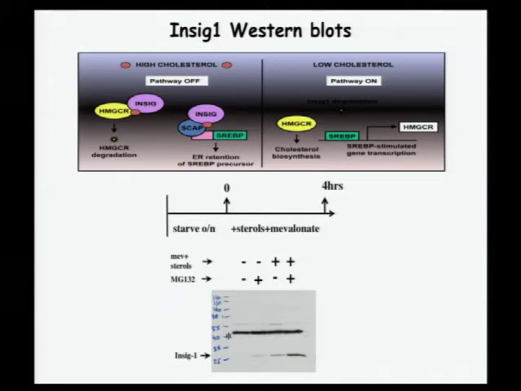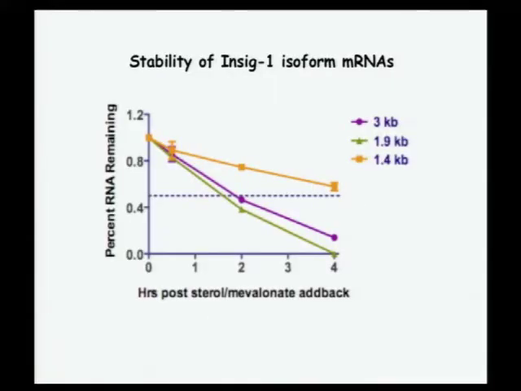So now we have low cholesterol levels here, and we add back mevalonate and sterols, and then suddenly cholesterol levels go up, and Insig should go up. And indeed, Insig protein goes up, and we see it more strikingly when we add a proteasome inhibitor. And the next question was, what about the 3 isoforms of Insig mRNA?